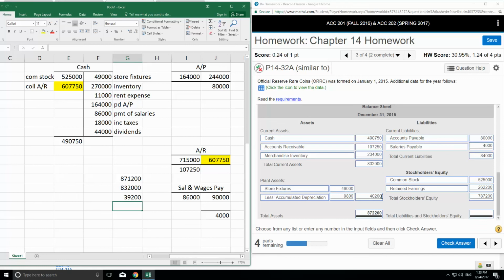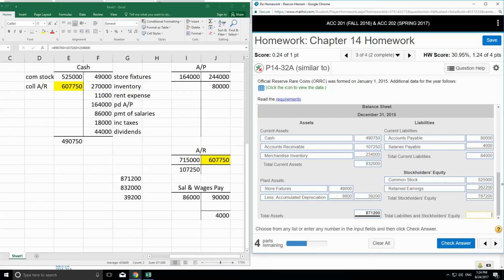Yeah, it's this here. Okay, let's see now. Where do you find the accumulated depreciation? Oh, well, it's a brand new company, right? So there wouldn't have been any accumulated depreciation prior to this year, so it's the same as the depreciation expense.